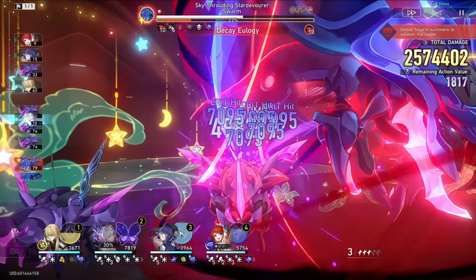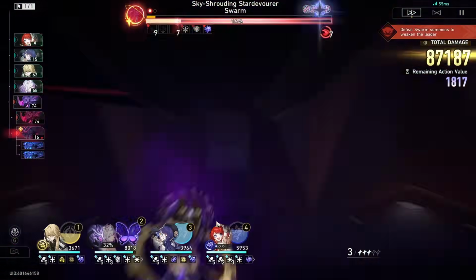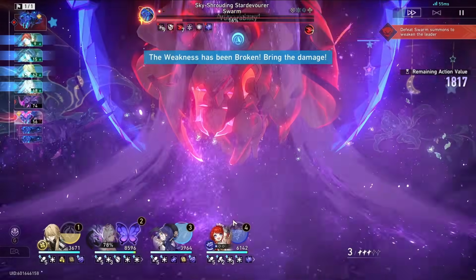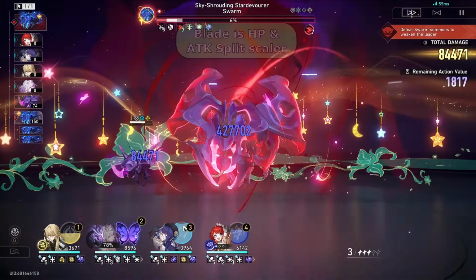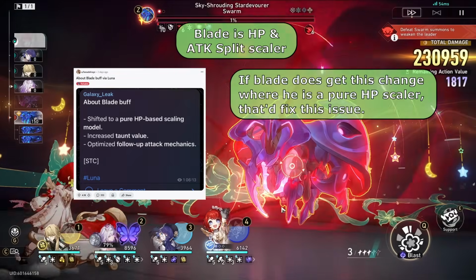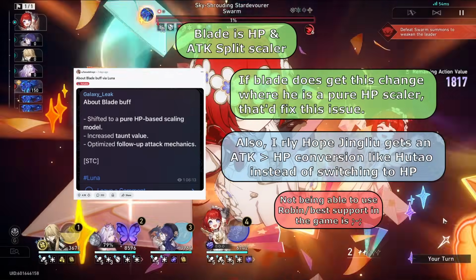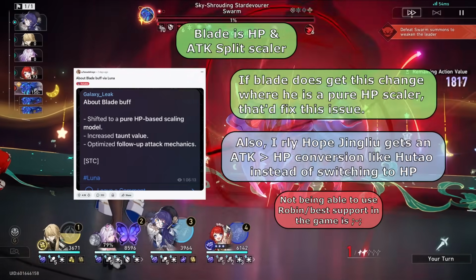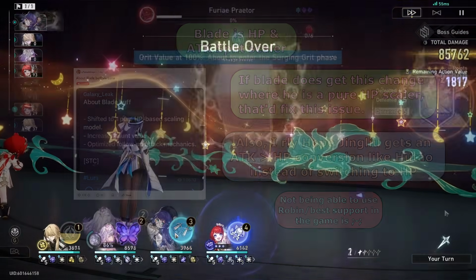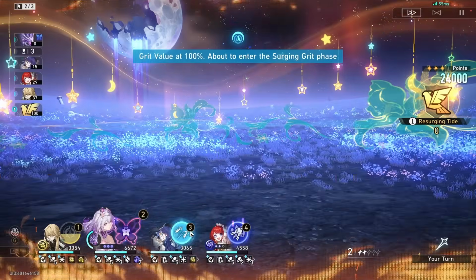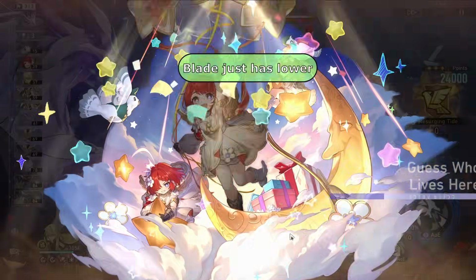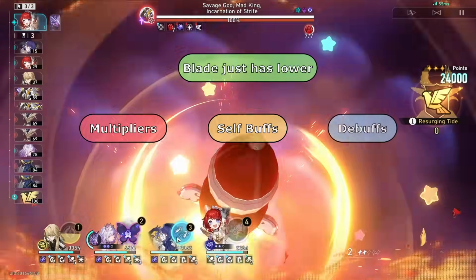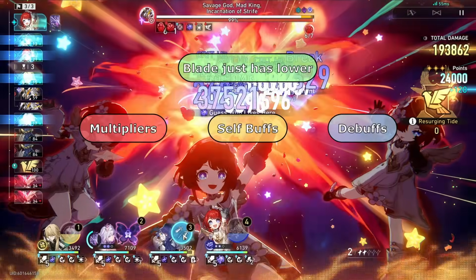Well, there are a couple of reasons. One, Blade doesn't actually have a 432% attack multiplier. He is an HP and attack split scaler, which means if he were to get HP buffs from someone like Hyacinth, he can't technically fully utilize it. And two, the actual reason why: he simply has lower total numbers, buffs, and whatever the case is compared to the 3.x cast.